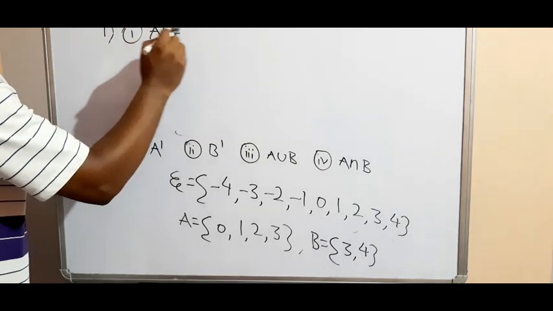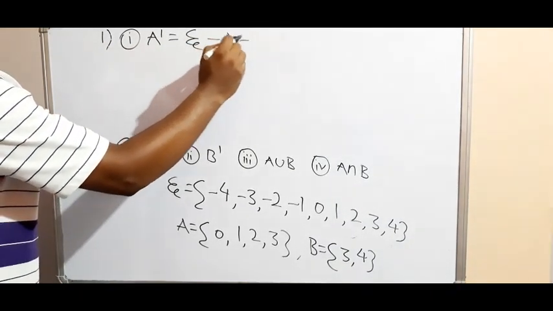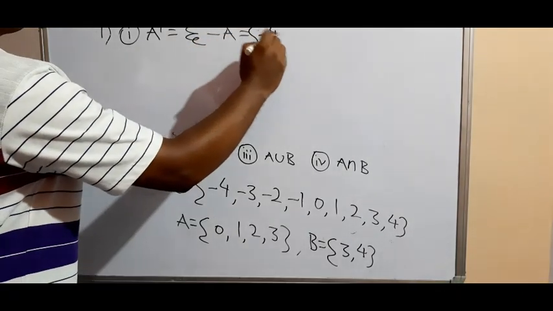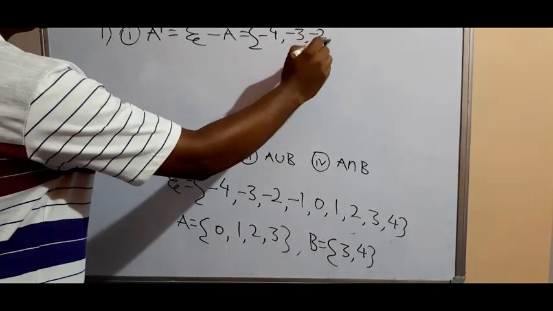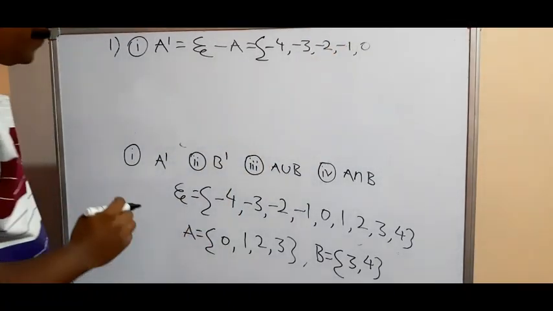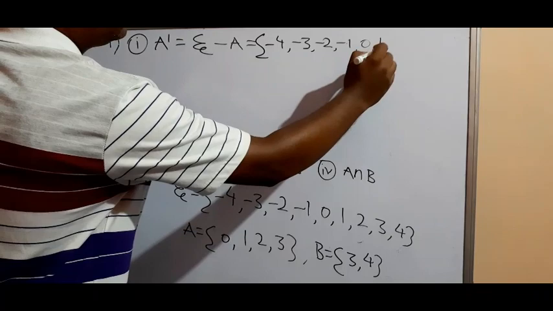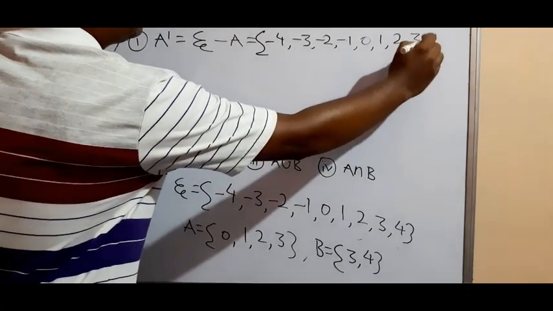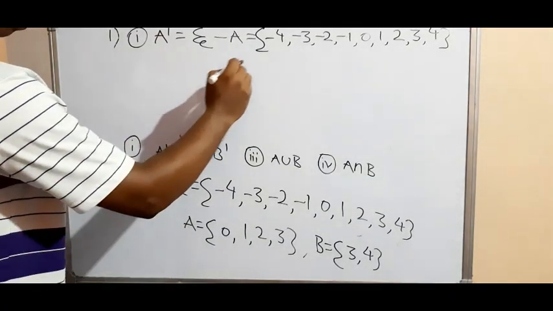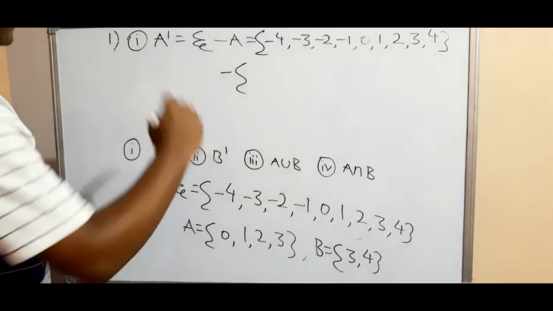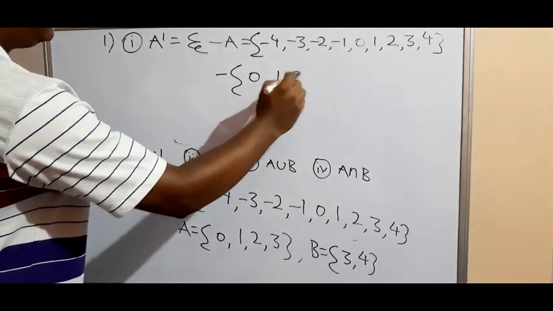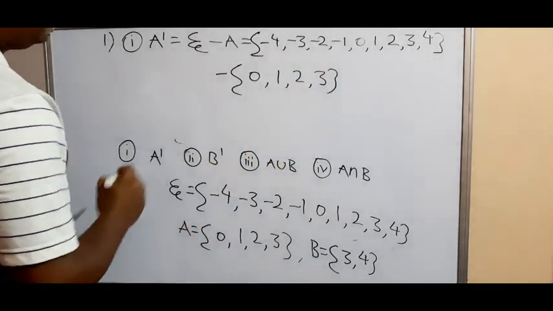A dash is equal to universal set minus A. So universal set elements, what do you write? -4, -3, -2, -1, 0, 1, 2, 3, 4. Clear? Universal set minus your set A. Set A's elements are 0, 1, 2, 3. Clear?